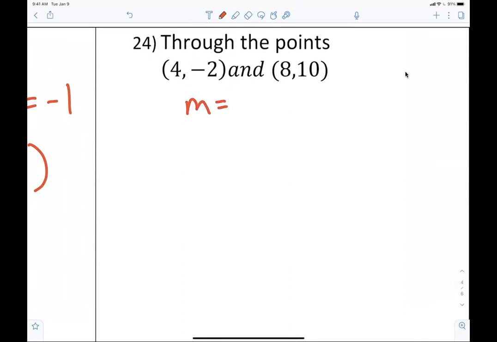No. 10 what? You did a 4. The 4 is the x. Oh, I meant 10 minus 2. So it would be 10 what? 10 plus 2. Good. That's all right. Learning. Now what? And then 8 minus 4. Good. So what's the slope? 4 over 3. Beautiful. Perfect.